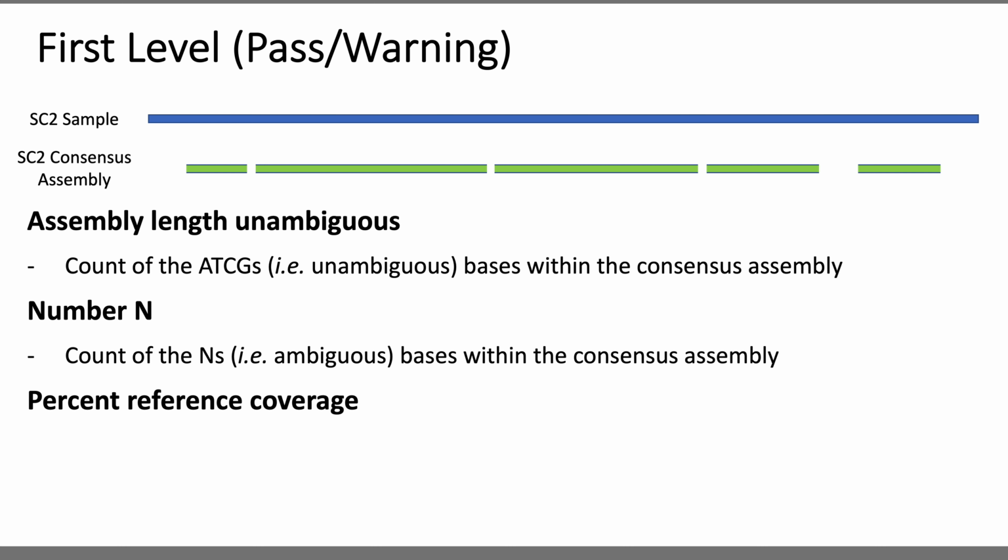And then the third metric here is the percent reference coverage. This is essentially taking that assembly length unambiguous metric to gauge how much of the original Wuhan-1 reference genome that our consensus assembly covers.